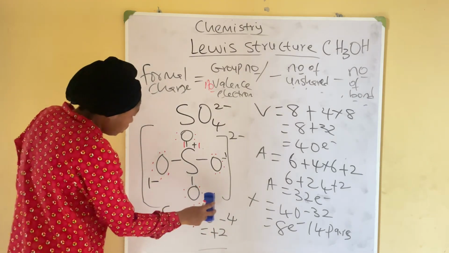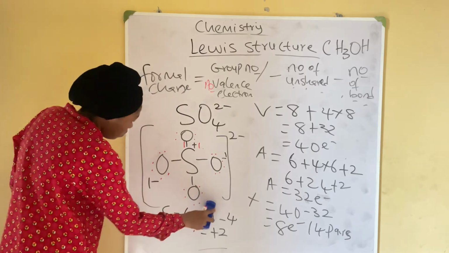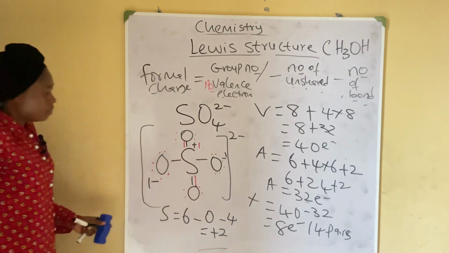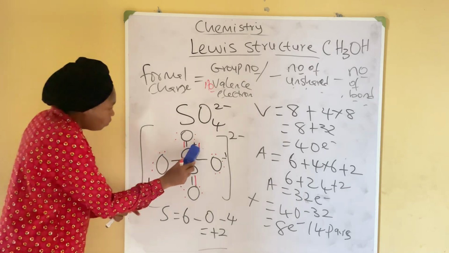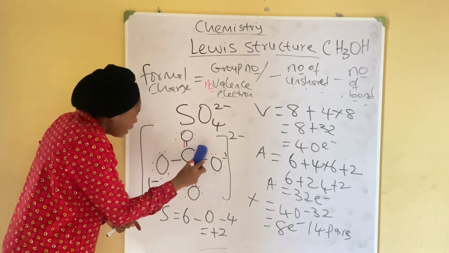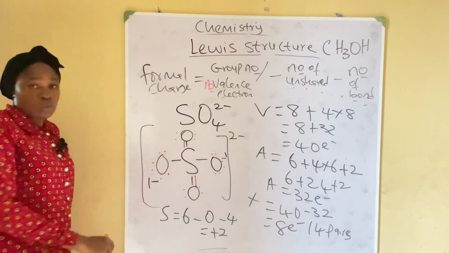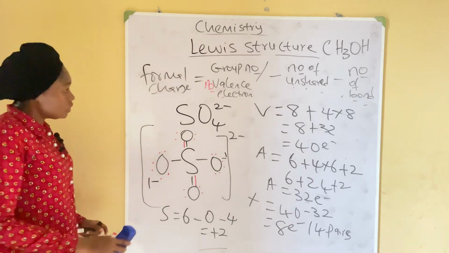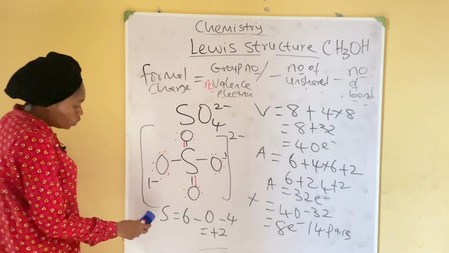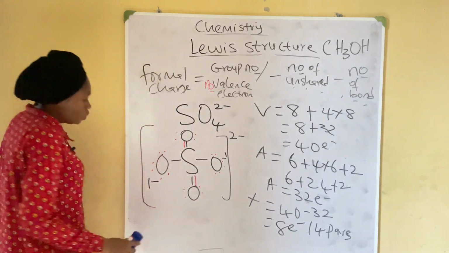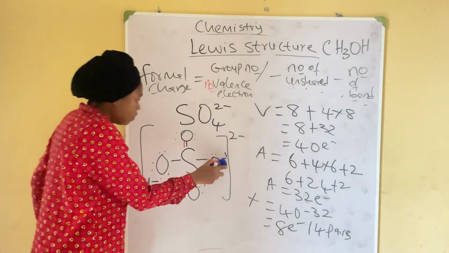Then if I remove this one that is here, and I push this electron inside here, the formal charge of this sulfur will be 0. So this structure is the most suitable structure for the SO4 2- sulfate ion. So the most stable structure for the sulfate ion.